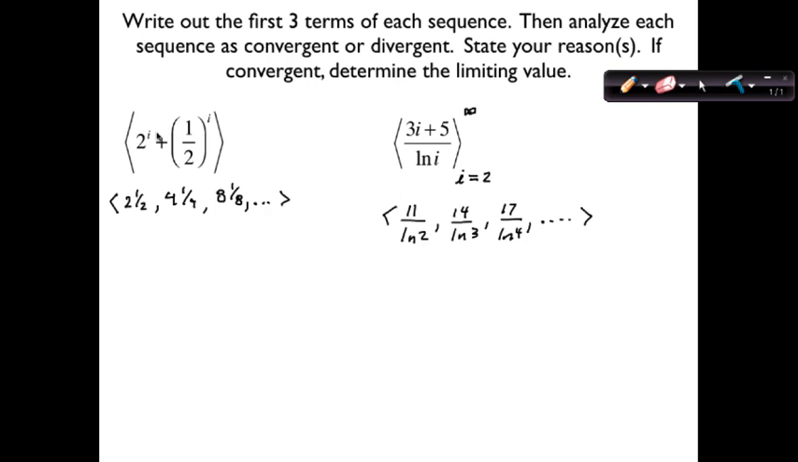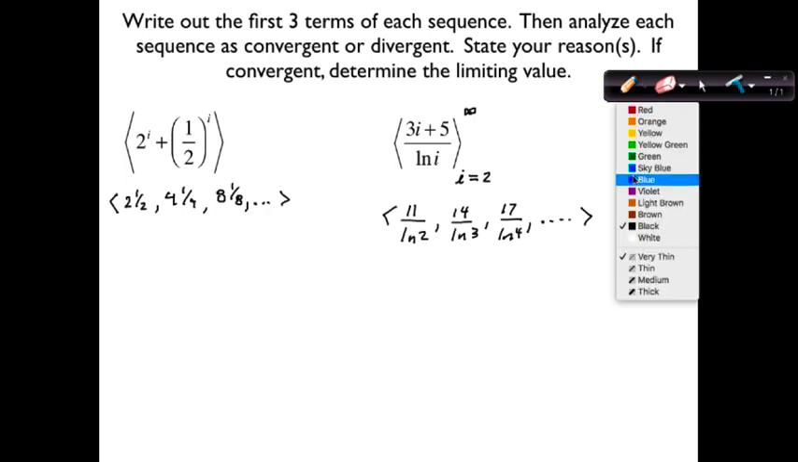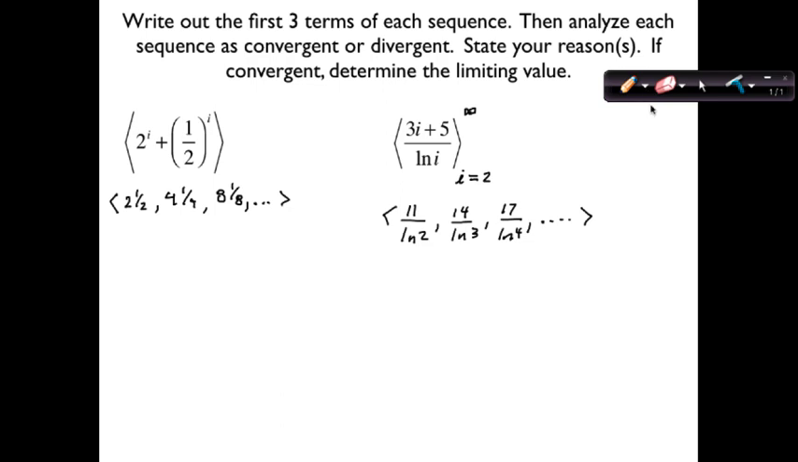Okay, so what about 2? Let's just do it separately. What about 2 to the I, just by itself? Diverges, right? What kind of sequence is that? Geometric with r greater than 1. What about 1/2 to the I? Geometric, converges or not? Converges.